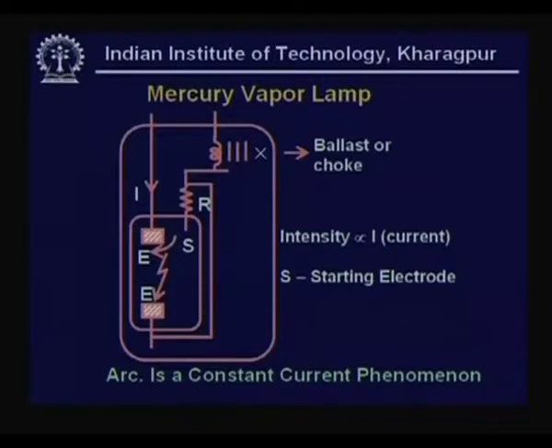Ballast, why is it called ballast? It basically takes care of raising the potential across the two electrodes, and subsequently it maintains a constant current across the arc. In fact, the current remains more or less constant during the discharge process and the radiation is obtained.